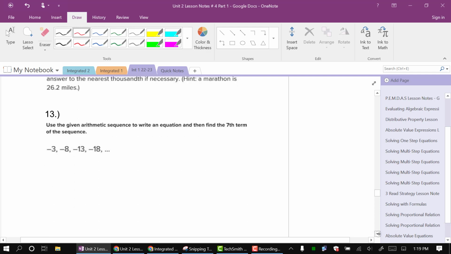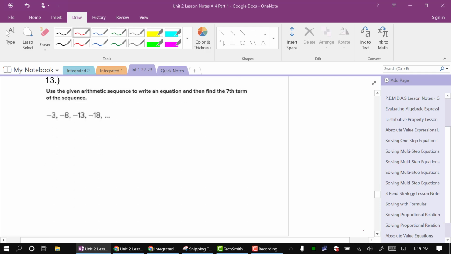Welcome back. Hopefully you're able to figure out number 12. Let's take a look at number 13. So number 13 says, all right, we want to write an equation and find the 7th term in the sequence. You could just expand this out to the 7th term, but using the equation is going to be much easier. So our common difference, that's the first step that we want to find, is what is our common difference?